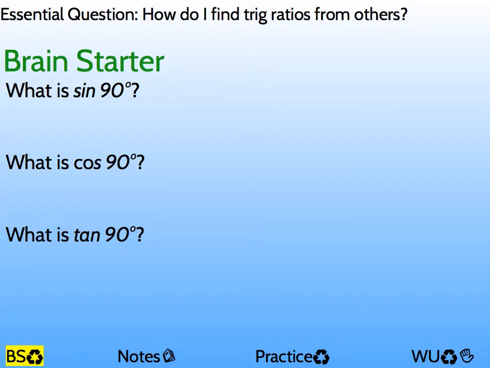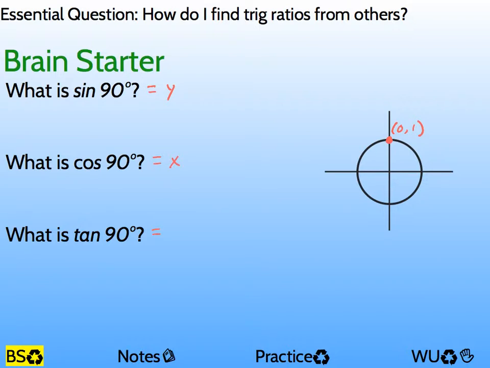This brain starter is asking to find sine, cosine, and tangent of 90 degrees. And the first thing you should do is consider the unit circle. Remember that for 90 degrees we're looking at this point right here, or (0, 1). Sine of 90 degrees would be the y value, cosine of 90 degrees is the x value, and tangent of 90 degrees is y over x.